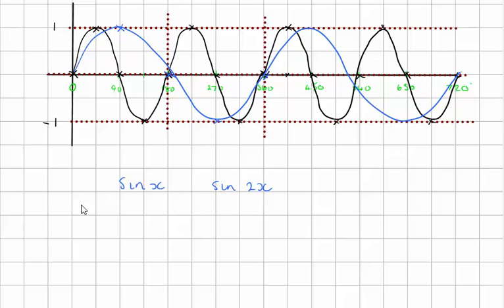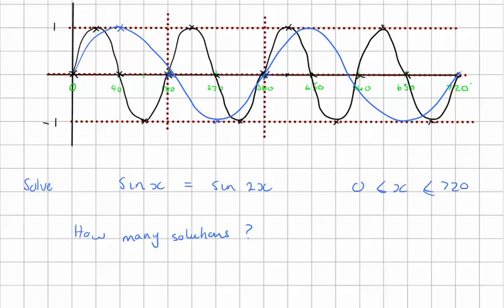Now, if I said to you, solve sine of x equals sine of 2x, where x is between 0 and 720, how many solutions will there be? 2, you think? 4? 0? 8?